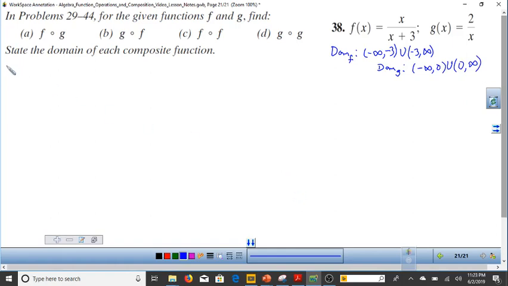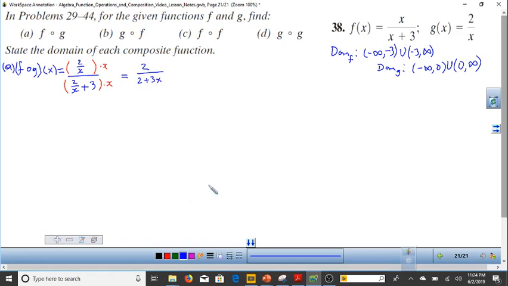So let's start off with f of g of x. And that is g of x being plugged into f of x. So wherever I see x in the f of x function, I'm going to put 2 over x. And that I simplify by multiplying numerator and denominator by the common denominator, which is x. And that gives me 2 over 2 plus 3x.